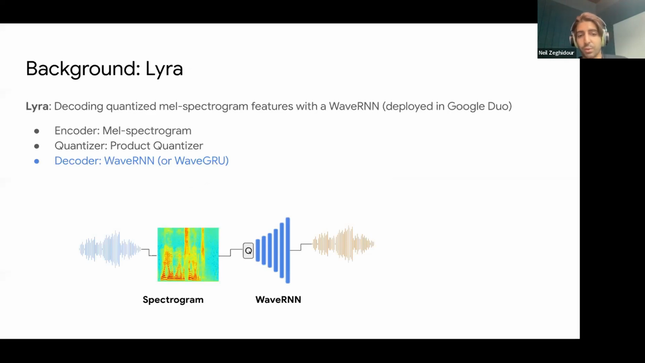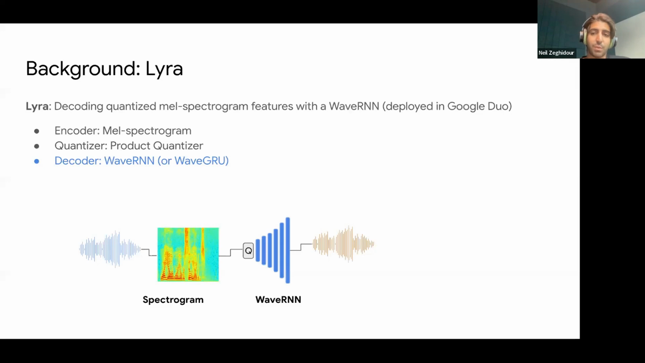So to give you some background of what was used inside Google before SoundStream, it's a codec called Lyra that is used in Google Duo, so for phone calls. And the way it works is that the encoder is a simple spectrogram, so it's not a learned transformation. It's just a time frequency representation of speech. The quantizer is called a product quantizer, and the part that is learned from the data is mostly the decoder. So it's a wave RNN, an auto-regressive recurrent neural network that takes the quantized embeddings and reconstructs the waveform value by value.